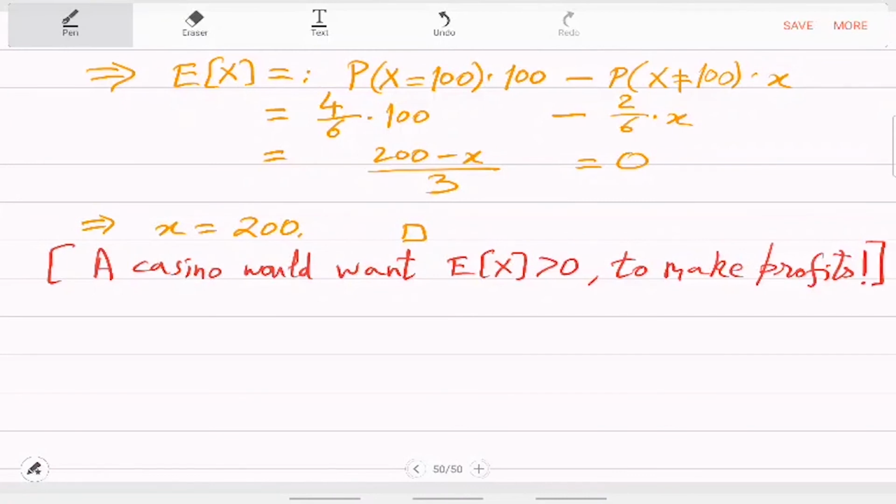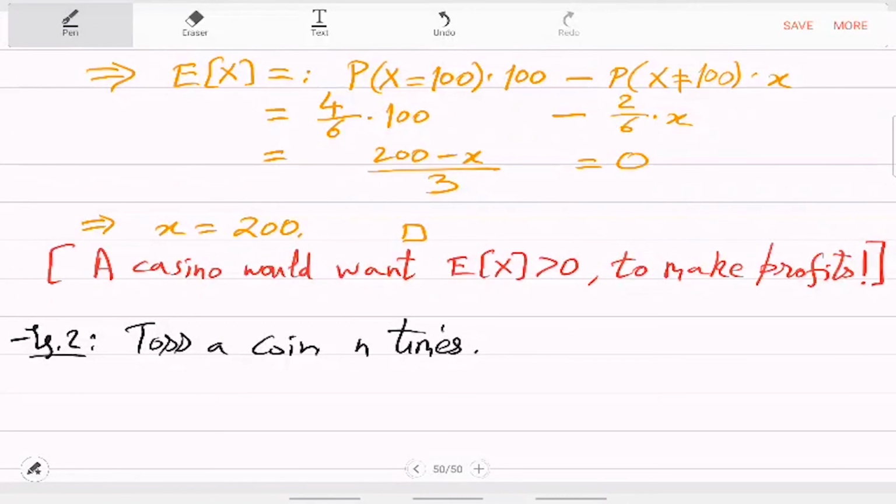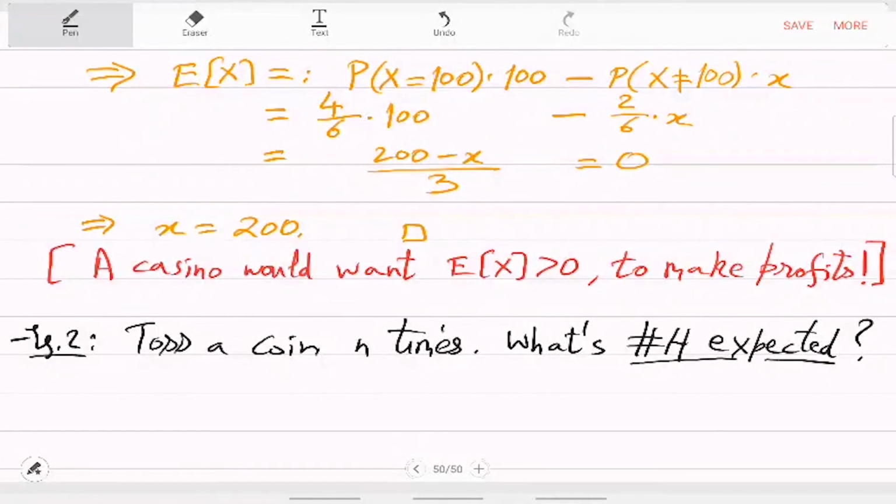So let's see this other example, which is about tossing a coin n times. What is the number of heads that you get? How many heads do you expect when you toss a coin n times? In this analysis, we can do it from the definition.